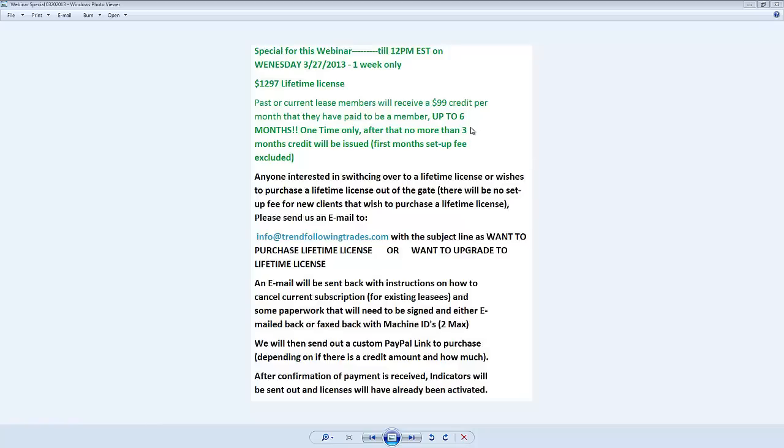For leasing, the monthly cost is $99. There is a $250 setup fee, so it doesn't include that. Your first month is $349 if you lease, and you're going to get a $99 credit for that. Every month you lease after that costs you $99, and you'll get credit for that. One time only, we're going to give up to 6 months of credit, and I'm telling you this is one-time only.